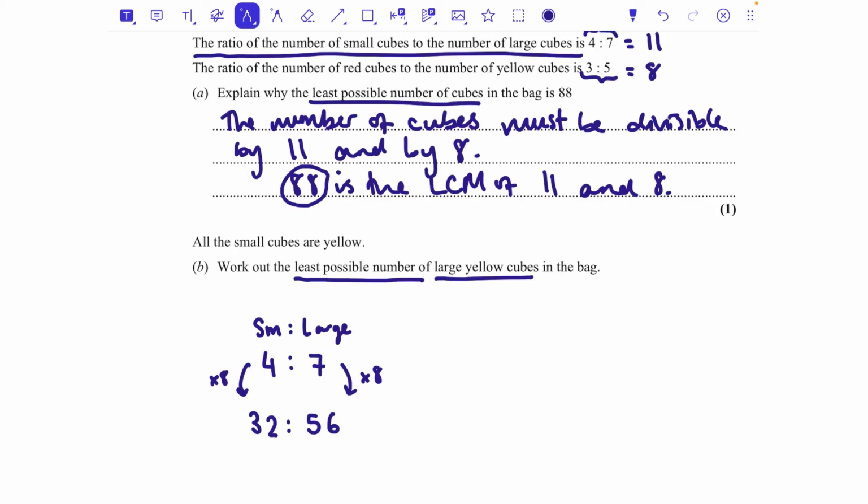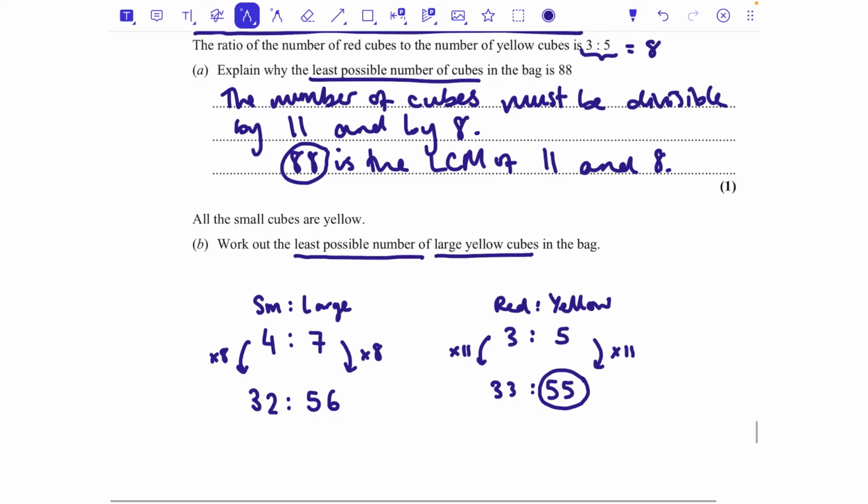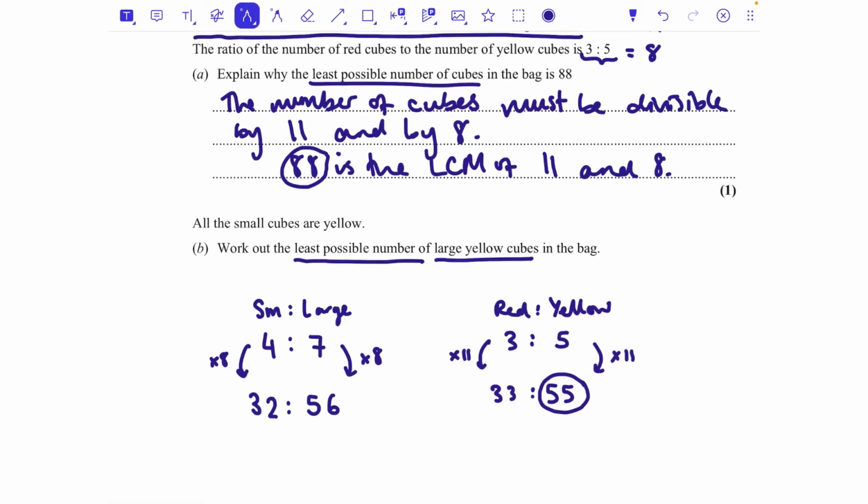Same with the other one, the red to yellow. So red to yellow is in the ratio 3 to 5, which adds up to 8. I need to times that by 11 to get it out of 88 to find out the actual number of cubes. So timesing by 11 is 33 to 55. So we therefore know that there are 55 yellow cubes altogether. They've told me that all of the small cubes are yellow. So these 32 small cubes are all yellow, which means the rest of the yellow cubes, it's feeling like a tongue twister, the rest of the yellow cubes must be the large ones.